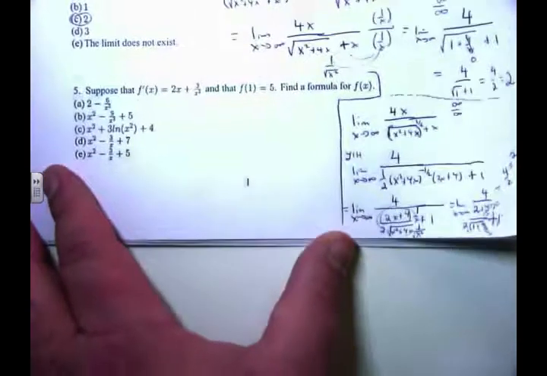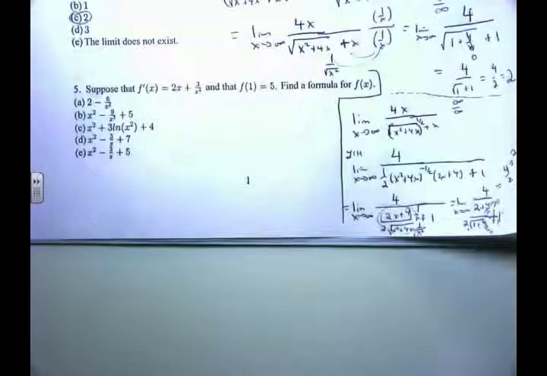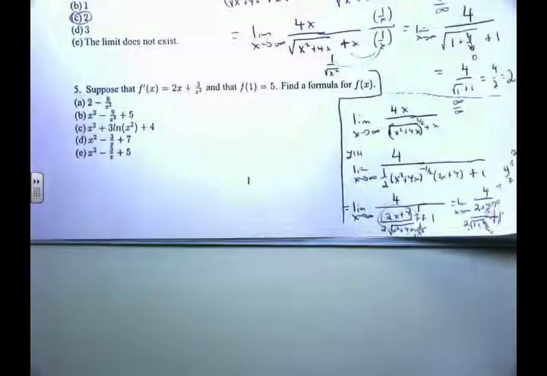Suppose that f prime of x is equal to 2x plus 3 over x squared, and f of 1 equals 5. Find a formula for f of x. What kind of problem is this guy? Antiderivative. They're giving you the derivative, and they're asking you about f of x, the antiderivative.